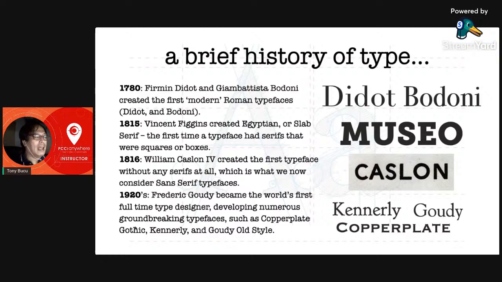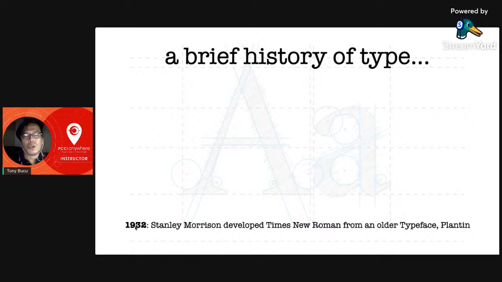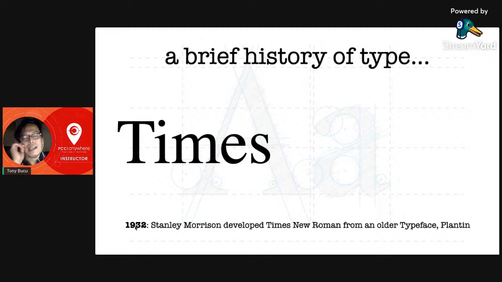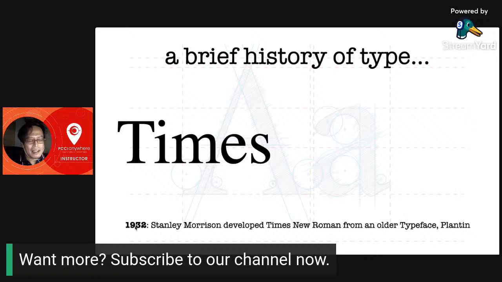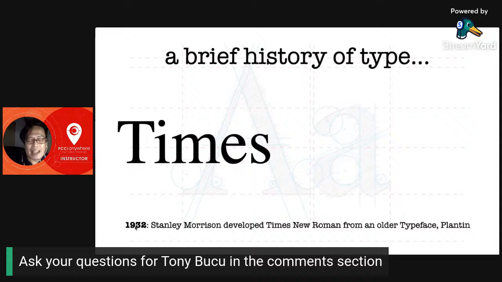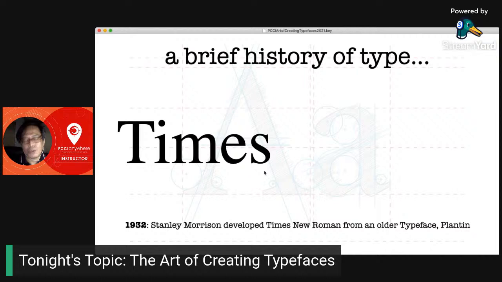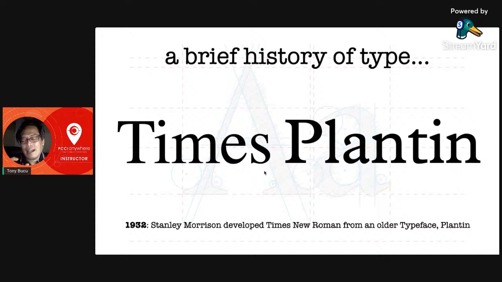So Stanley Morison developed Times New Roman from an older typeface, Plantin. Times Roman and Times New Roman are basically very similar with slight variances. So this is Times. Did you know that kaya siya tinawag na Times is because sa The Times ng London siya ginamit? Doon siya unang ginamit kasi si Stanley Morison, he actually criticized yung publisher ng Times, ang pangit nung typeface na ginamit nila. So, he was actually commissioned to create a new typeface. Now, he based that typeface, yung Times New Roman, from Plantin. Medyo malayo, no? But this is basically the basis for Times.